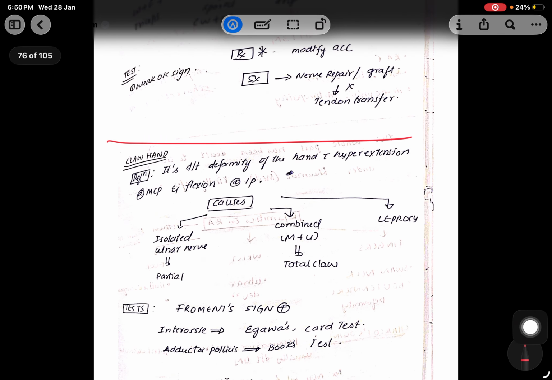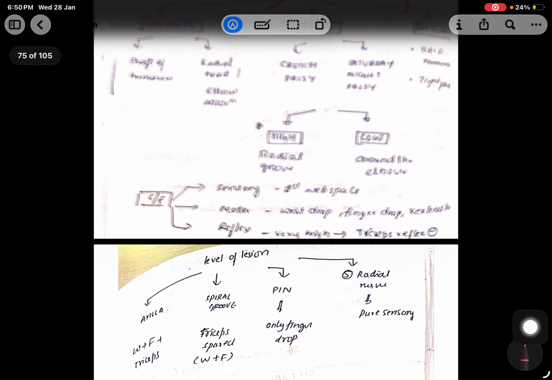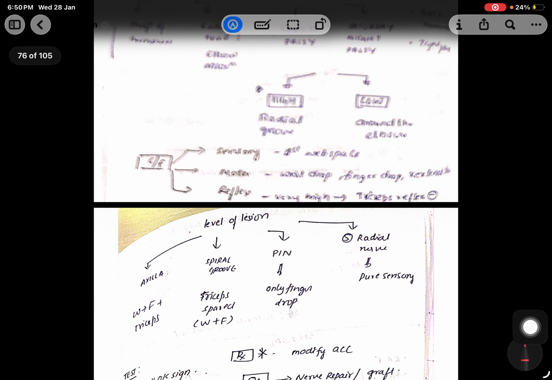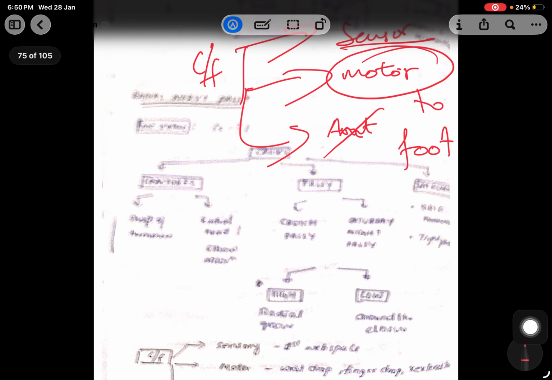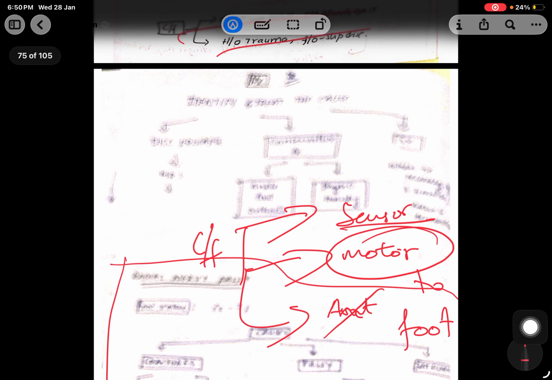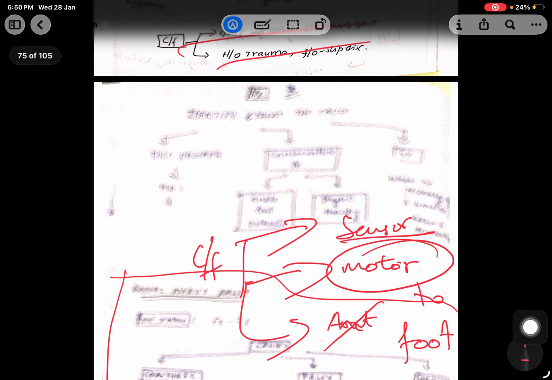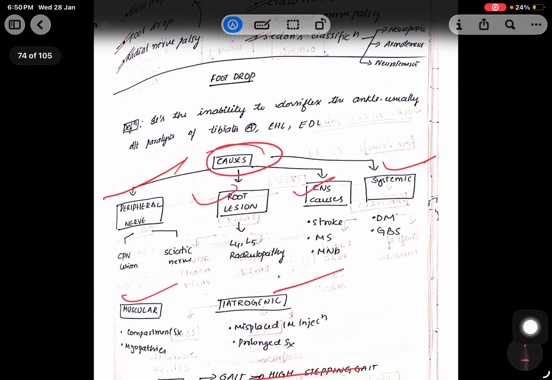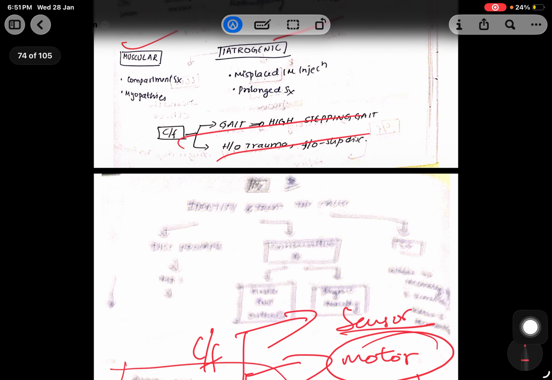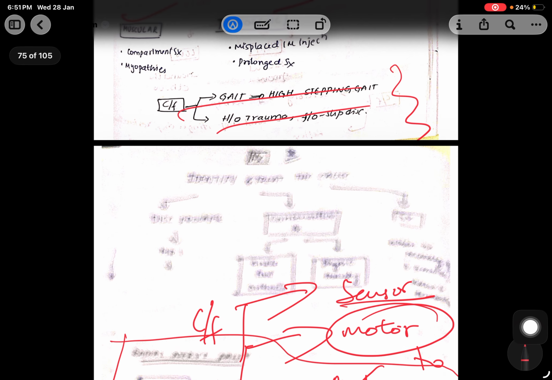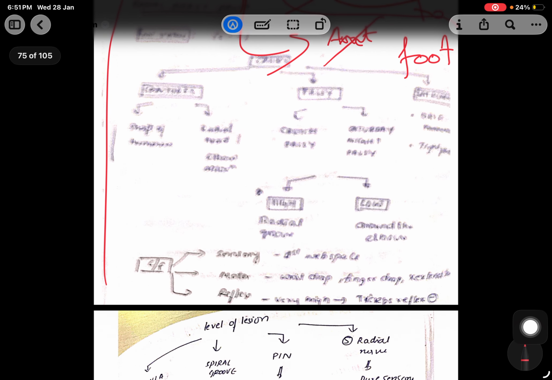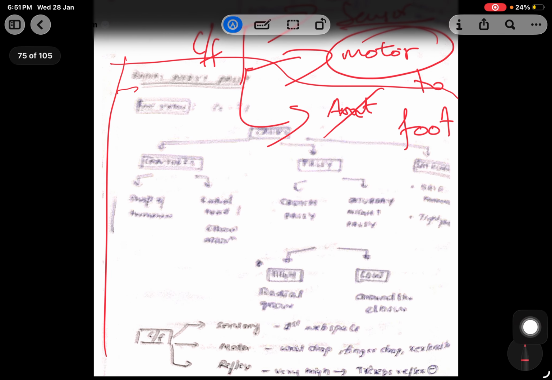Then coming to claw hand. There's one more question which is missed here, I will make sure this is uploaded properly. Even while writing the management part of it, you should know the clinical features. Though it's purely motor now, you can just mention it. Make sure you write about this as well. Even I am unable to know what question this is.